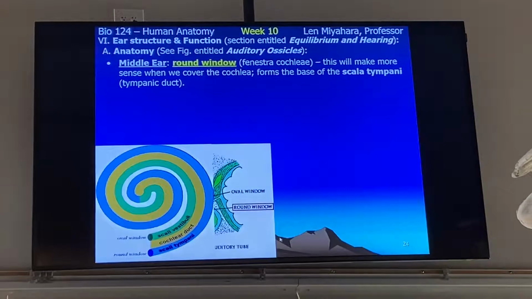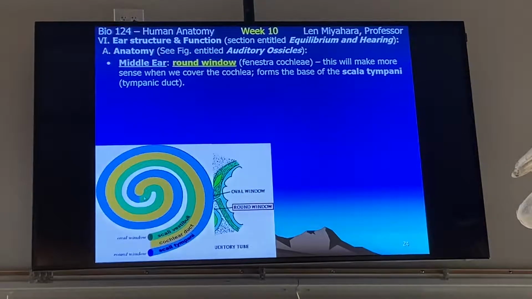Now, this is what we would call in lab the base of the cochlea. It actually goes around 2.5 times. This is only going 1.5 times. It actually goes 2.5 times. Are you following me? But when you get to the apex, look at the green and the blue here.